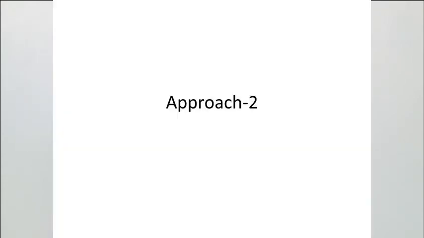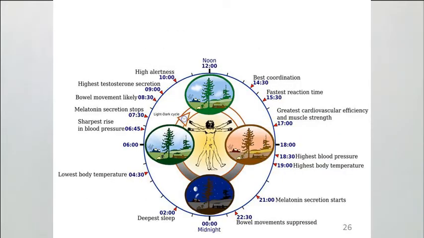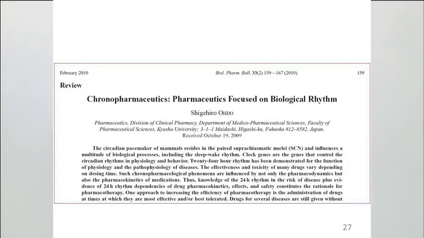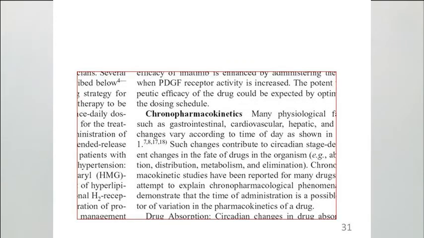The second approach would be to tell the students that the recent advances in modern biology can also be traced to Ayurveda. For example, chronobiology, the circadian and other biorhythms have been recognized to have very important roles in understanding physiology and in planning pharmacological interventions. There are certain terms such as chronopharmaceutics, chronopharmacodynamics, chronopharmacokinetics and so on and so forth. Again, all this can be traced back to Ayurvedic compendia.